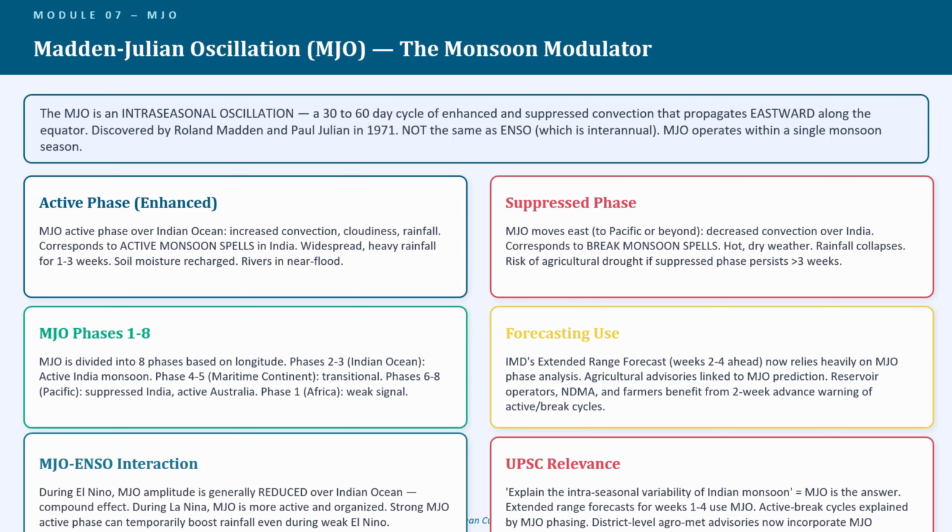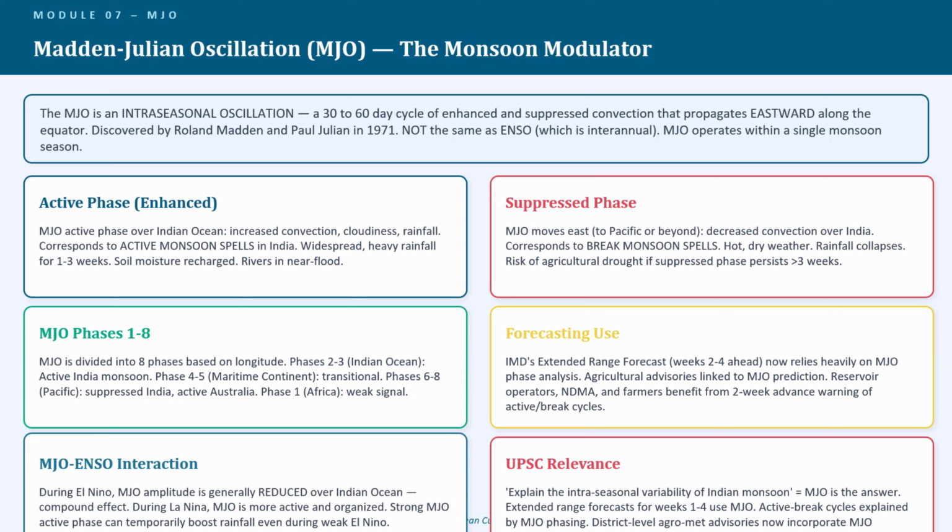The MJO is divided into 8 phases based on longitude. Phases 2 and 3, over the Indian Ocean: active India monsoon. When the MJO active phase is over the Indian Ocean, it dramatically enhances convection over India and surrounding areas. This corresponds to active monsoon spells, weeks of widespread heavy rainfall across the country.